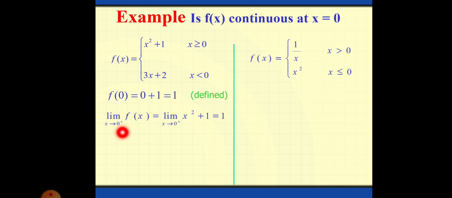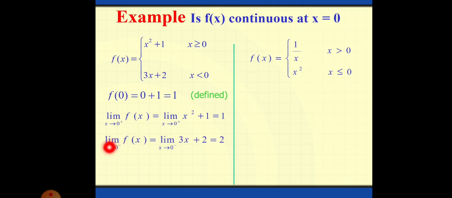The right limit of f of x when x approaches 0 from the positive side. You have to use this rule, because here you must use this rule in case x is bigger than or equals 0, and we want to determine the limit of f of x when x approaches c from the positive side. So the limit of x squared plus 1 when x approaches 0, substitute x equals 0, and the final answer is 1.